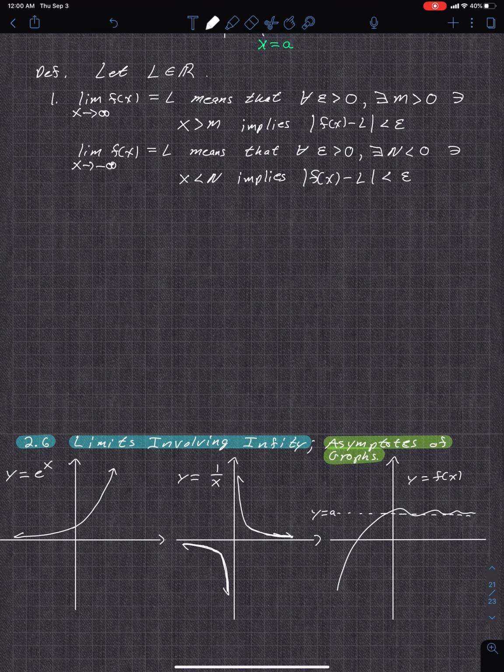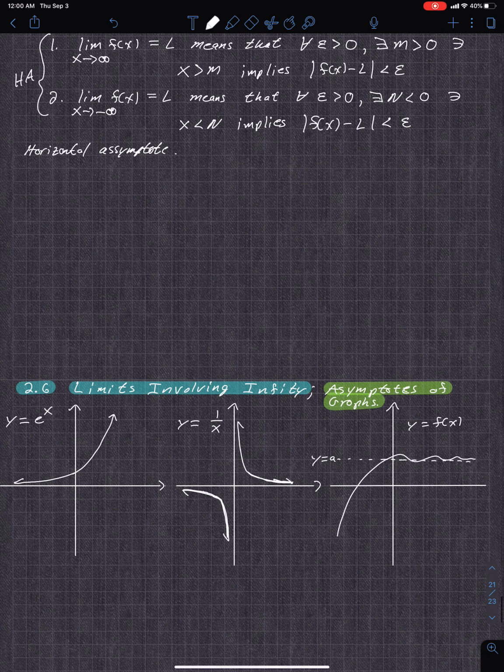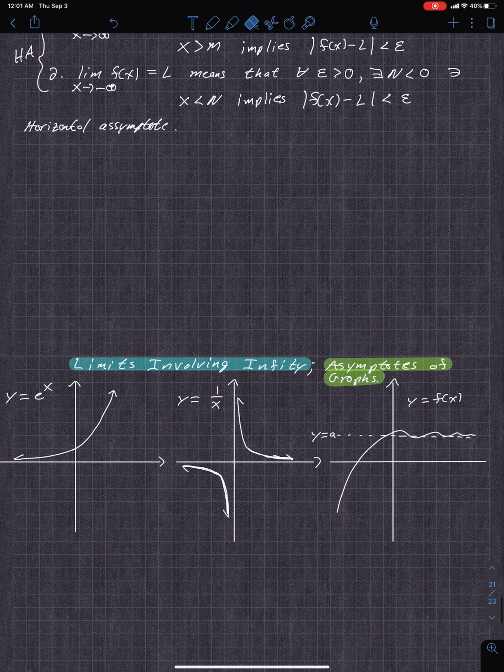Okay, so those are the definitions. This is what we refer to as a horizontal asymptote. So both of those, what we call HAs, or horizontal asymptotes. Okay, and the next case, this is just continuing what we were doing, so I'll just call the next thing down here what we're looking at.